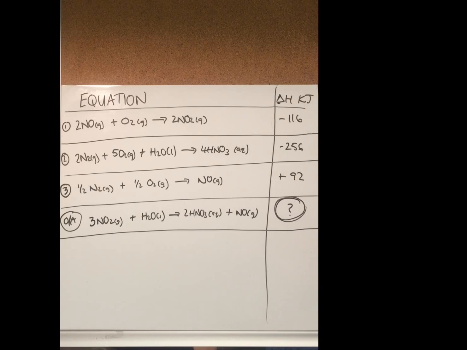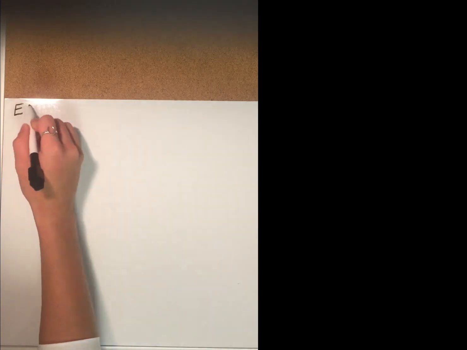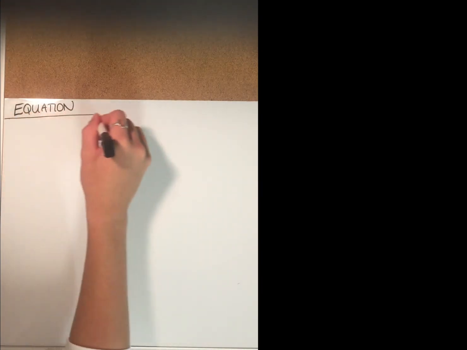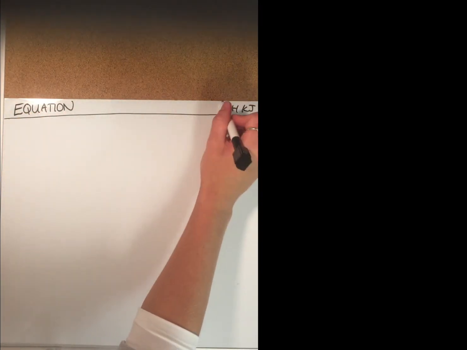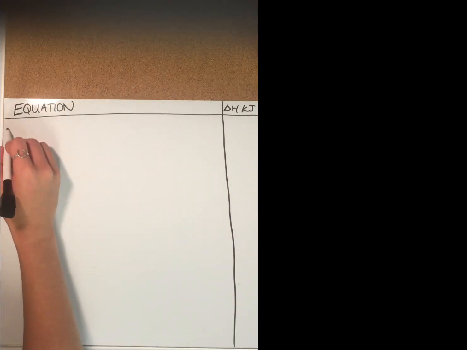number. The goal is to cancel out the excess compounds or elements on each side of the equation, much like in algebra, in order to end up with the overall equation. The changes made to the equations given will correspond to the changes made on the enthalpies, which will give us the answer to the change in enthalpy for the overall equation. The first step is to ensure that the equations are balanced. As you can see here, these ones are.